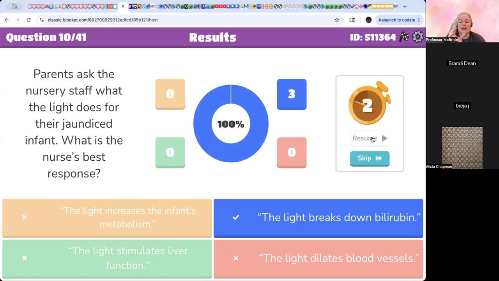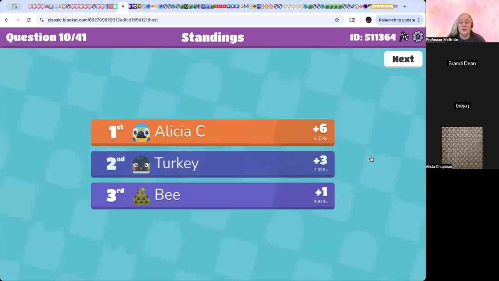So our bilirubin is unconjugated, it's flowing through, and it's really hard for babies to excrete that. So it conjugates it or breaks it down so that they can excrete it. And then how do they excrete it? In their poop. So we also want to get them eating so that they're subsequently pooping.